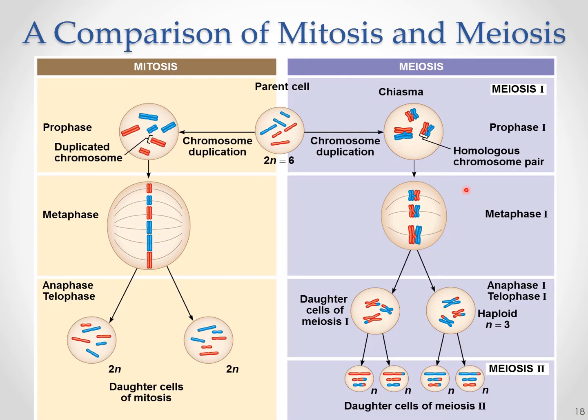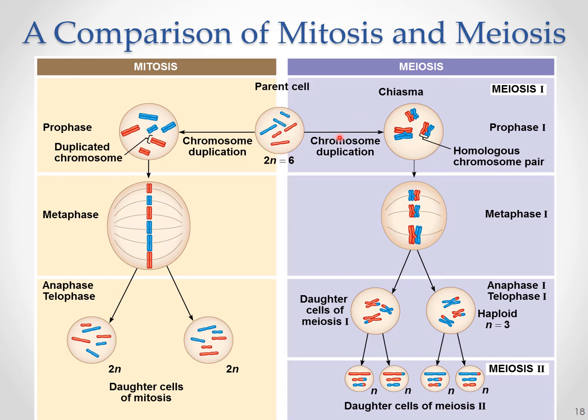Okay, so comparing meiosis to mitosis, right? We have 1 division. We start out with 1 cell. You end up with 2 cells that are genetically identical to each other and to the parent ultimately. And then we have a parent cell here.